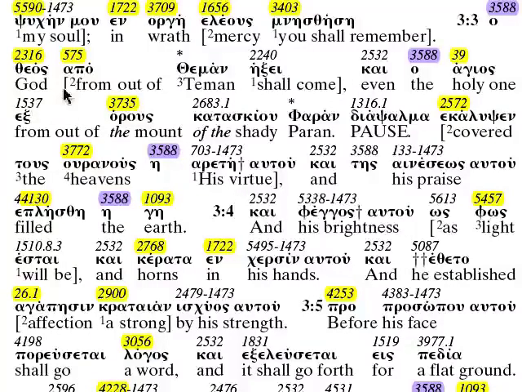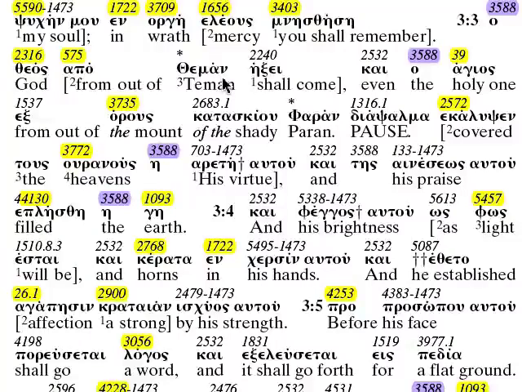God, the subject, shall come from, apo, is a prefix for many English words, shall come from Theman, or Teman. Teman was in what is now Jordan today, over in Edom, among the Edomites. And so today it's in the southern part of Jordan. That's interesting. God will come from out of Teman.